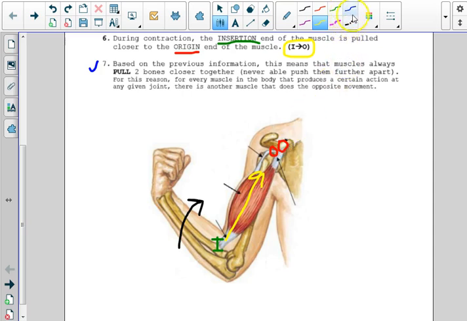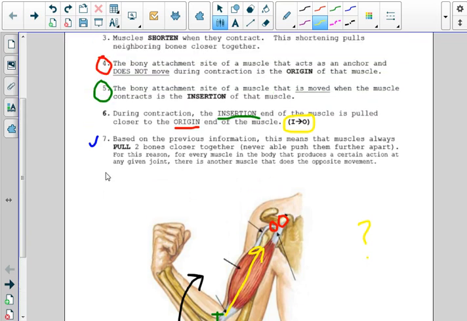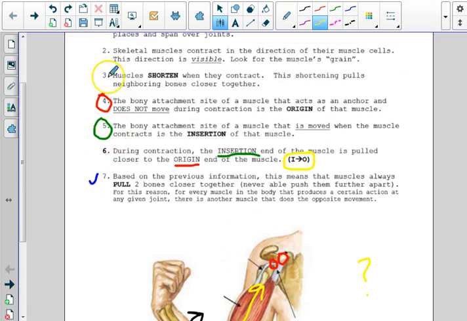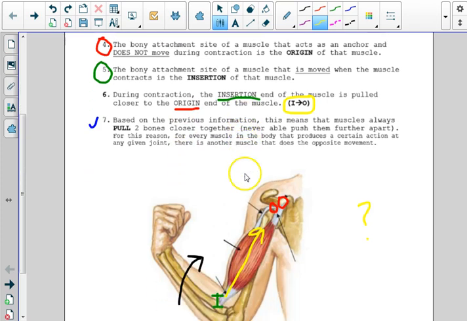Now, based on that, does this muscle also extend the elbow? Does it cause the arm to go back to the anatomical position? Does this muscle push these two bones closer together? And the answer is no, for a couple reasons. First of all, that would break number 3 rule. Muscles shorten when they contract. So if this muscle was going to push these two bones apart, it would have to get longer. So definitely not.